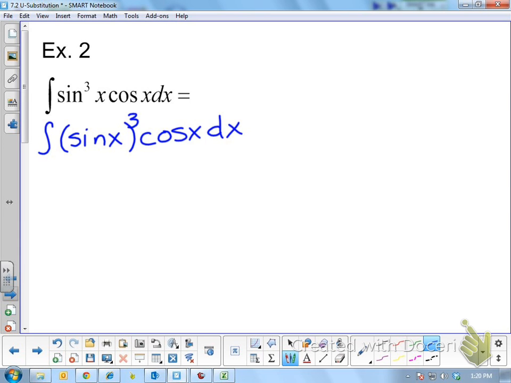Sine x, because sine x is inside some parentheses. A lot of the times, what's inside stuff is either inside parentheses or under a square root. So we say u is sine x.